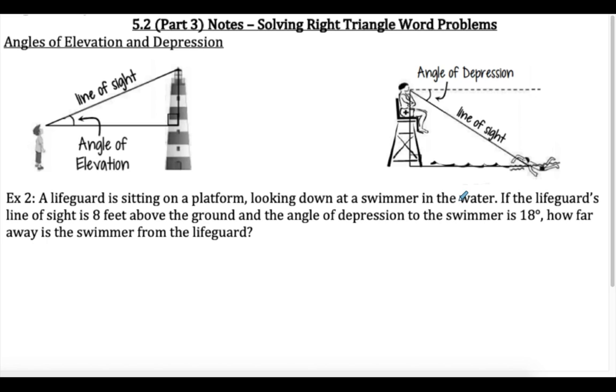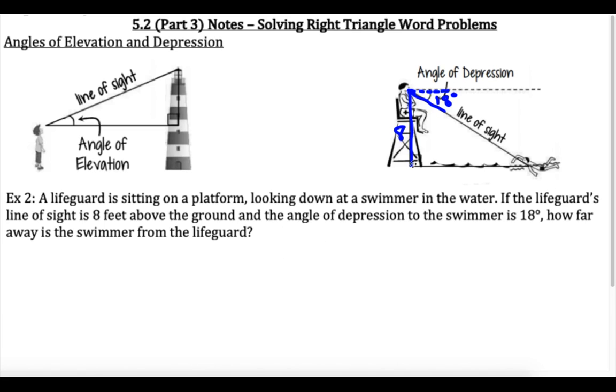Okay, this one is an angle of depression problem. This problem is actually modeled by this picture right here. We've got a lifeguard sitting on a platform looking down at a swimmer in the water. The lifeguard's line of sight is 8 feet above the ground. So that means that this side of my right triangle is 8, and the angle of depression to the swimmer is 18 degrees. So this angle that's created here is 18 degrees. We want to figure out how far away the swimmer is from the lifeguard.